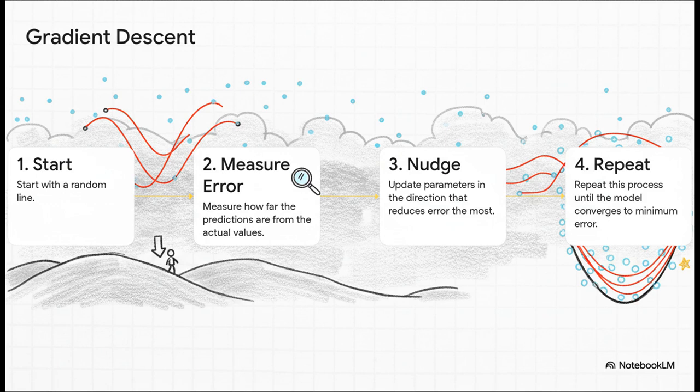Okay, imagine you're standing on a foggy hillside, and you want to get to the very bottom, the lowest point. You can't see the whole valley, but you can feel which way is downhill from where you are. So you take a small step in that direction. You check again, and you take another step. That is exactly what gradient descent does. It starts with a totally random line, measures the error, and then just nudges the line step by step in the direction that makes the error smaller until it literally can't go any lower.